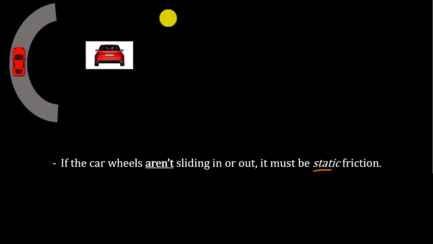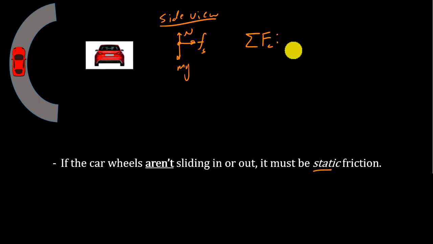For that side view, just because it's a little easier to recognize, now I can put F sub S, the sum of the forces in the centripetal direction. There's only one force towards the center of the circle, that's static friction. That's equal to m a_c, which equals mv squared over r. If you forgot, static friction is mu times the normal force.